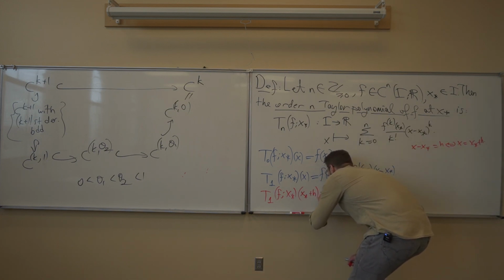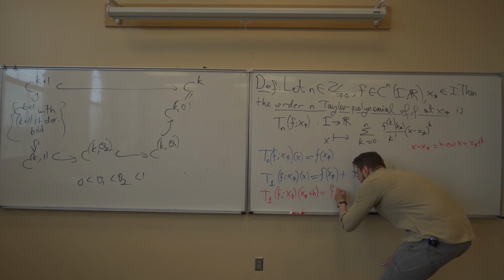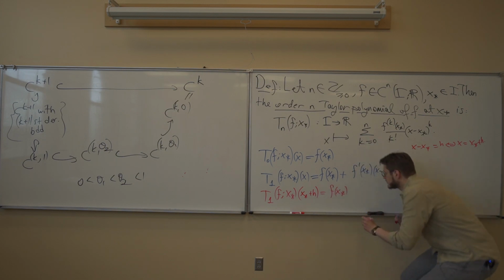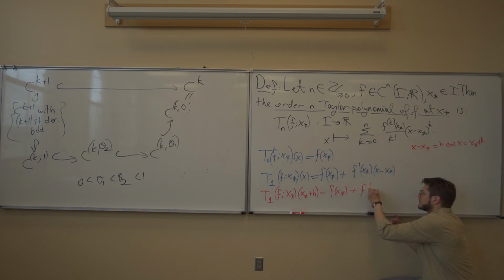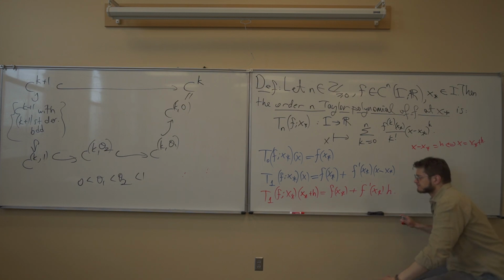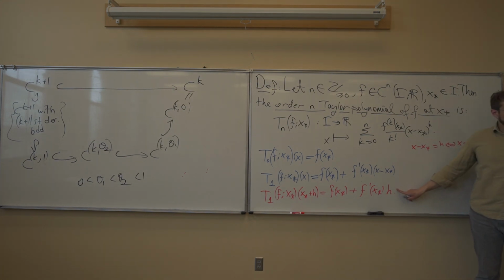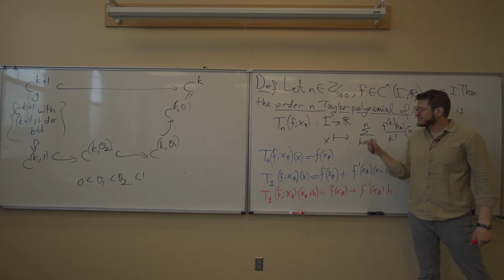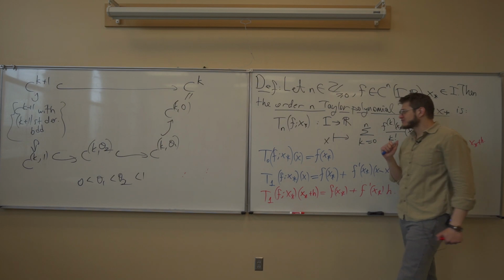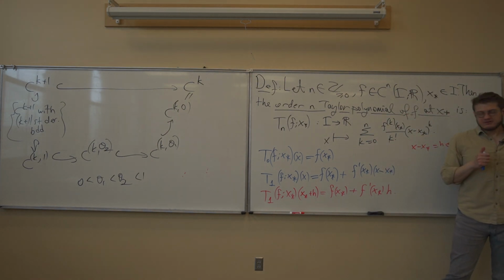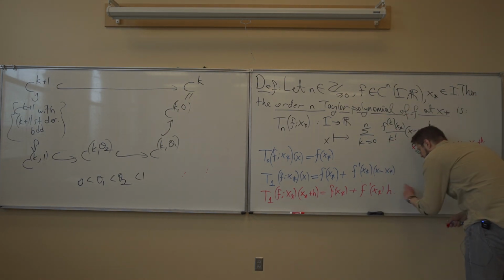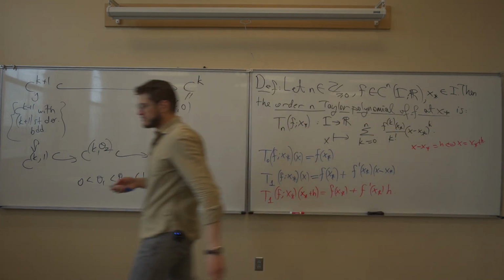is, well, this is the constant term, just this, and then x minus x star is equal to h. Okay? And of course, we've seen this expression before. This was the equation for the unique line that is tangent to f at x star.